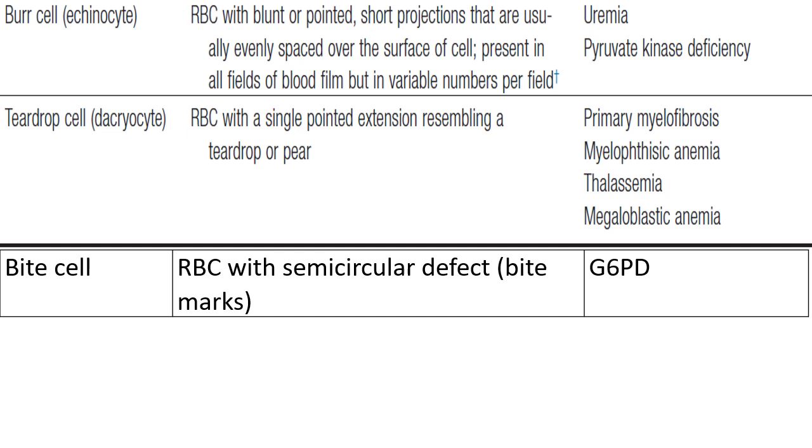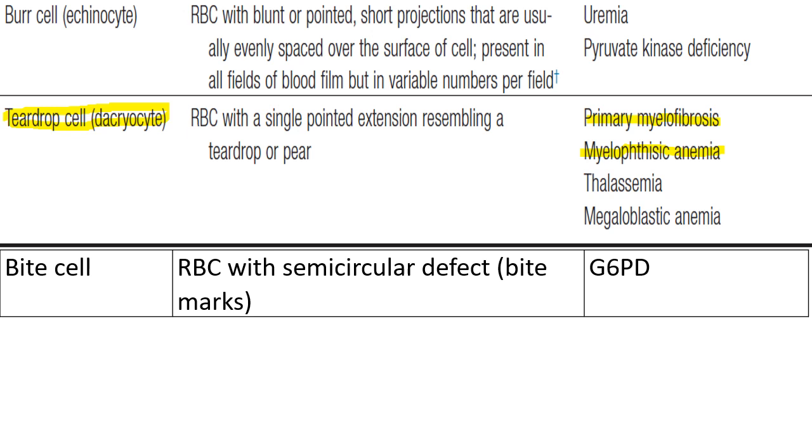And next, teardrop cell or dacrocyte. Itong mga type of abnormality is commonly seen in abnormalities in the bone marrow. So, tingnan natin yung kanilang mga associated disorders. Primary myelofibrosis is actually a proliferation of fibroblasts inside the bone marrow. Kaya tinawag na myelofibrosis. Myelophthisic anemia is an anemia caused by a tumor found in bone marrow.